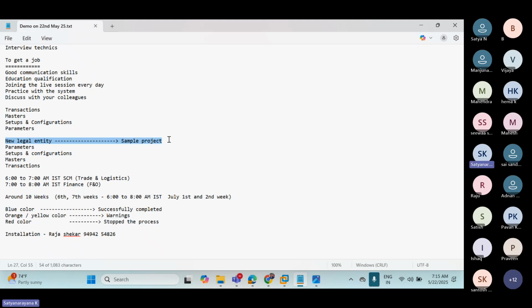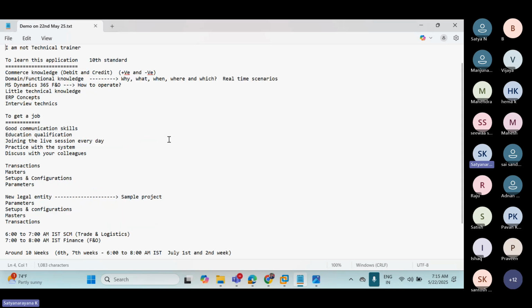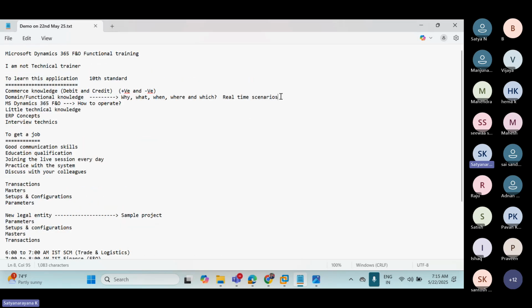That's what this is, a sample project. You are going to learn a sample project. And everything I told you, I'll teach you with real-time scenarios only. Every topic, whenever I'm teaching, I'll teach you real-time scenarios. I will give you more real-time examples of what kind of scenarios and situations you are going to use.